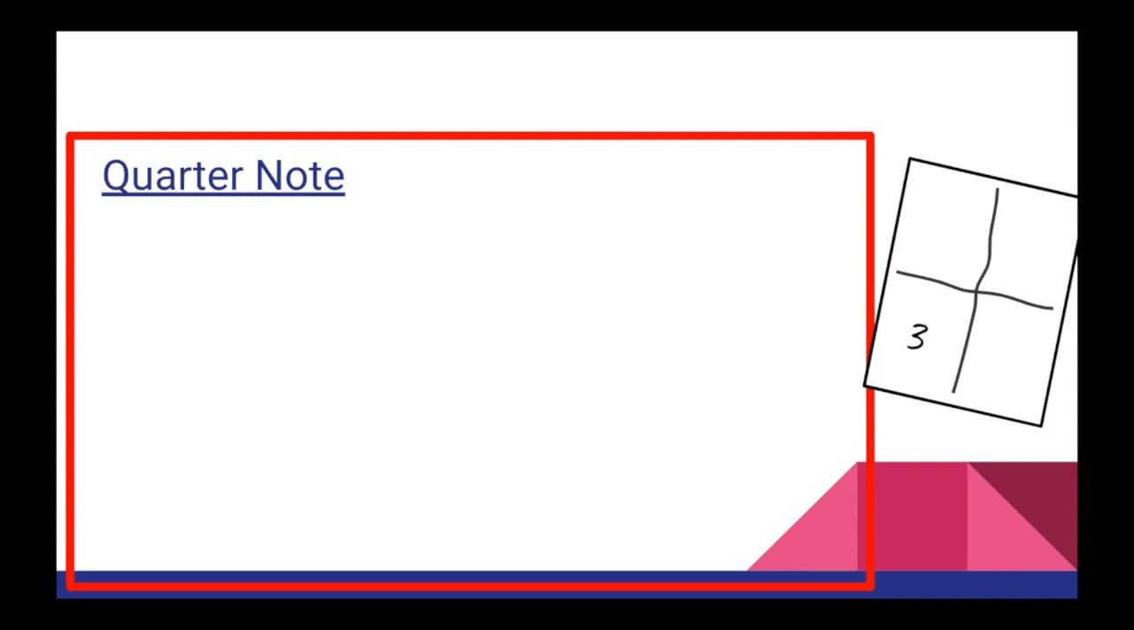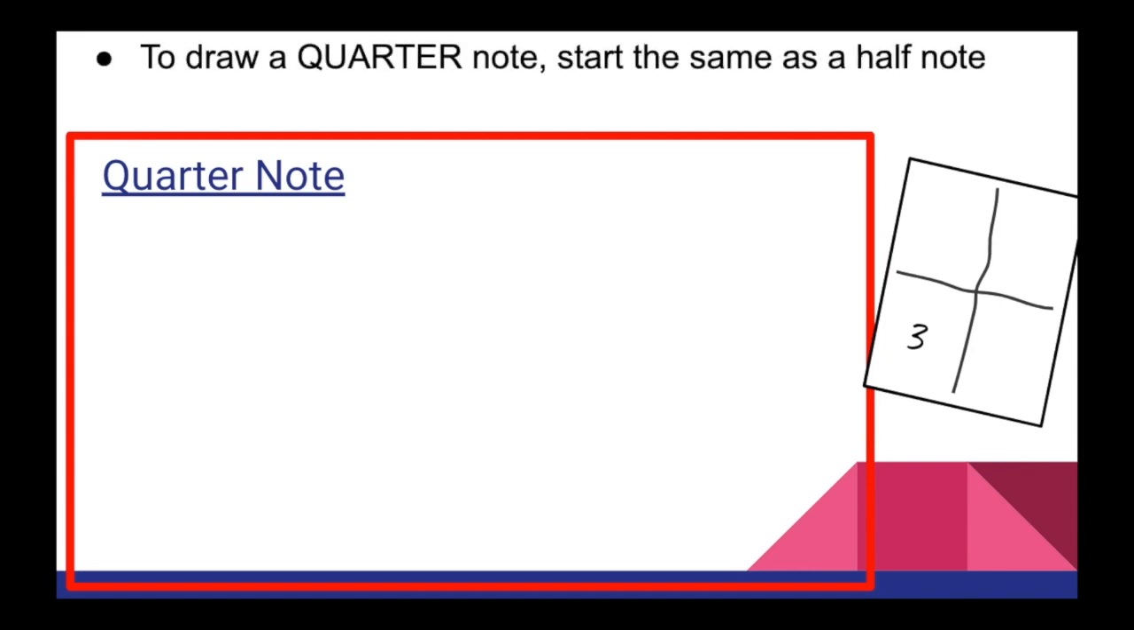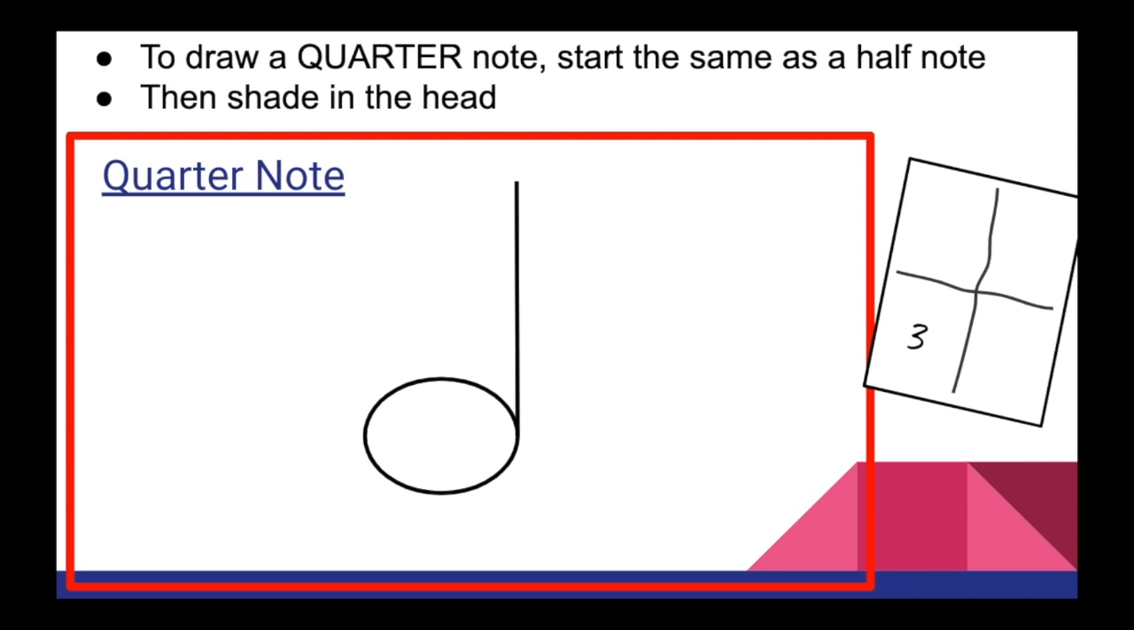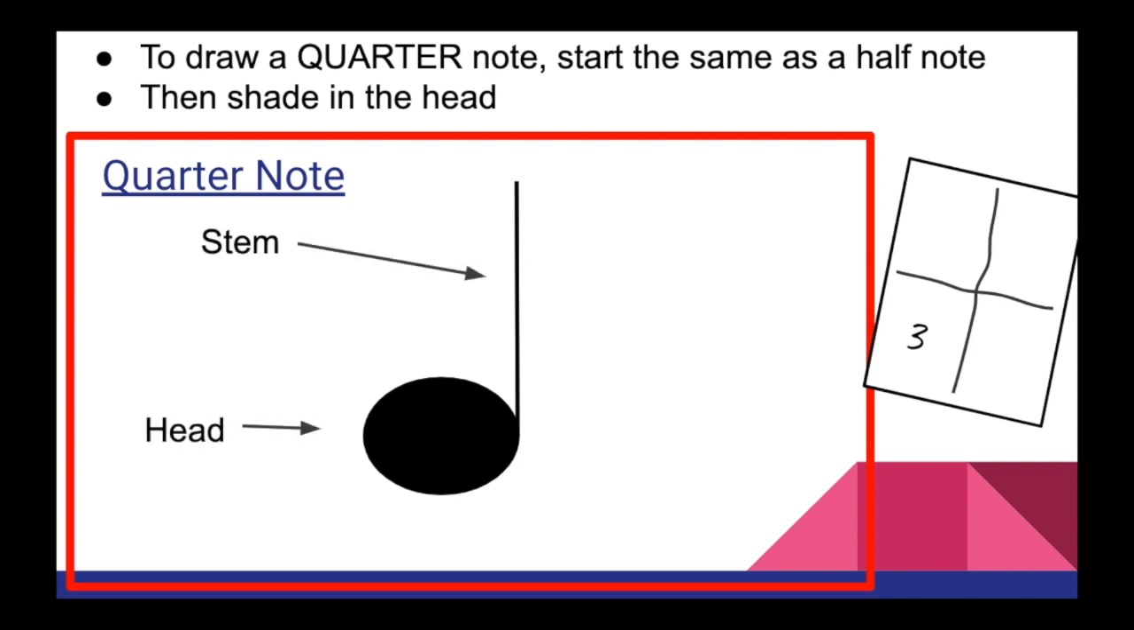Moving on to quadrant 3. I want you to write the words quarter note. To draw a quarter note, start the same as a half note. So you have the head and the stem, but then we're also going to shade in the head. This is what differentiates a quarter note from a half note, is that the head is shaded in. It has a head, has a stem.